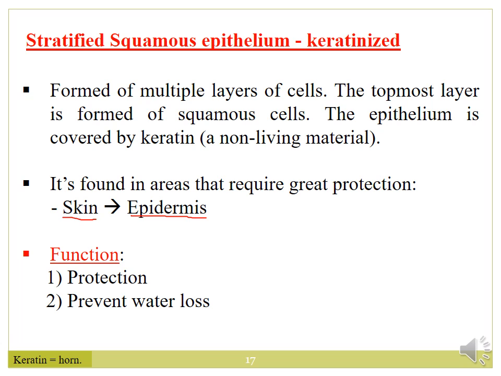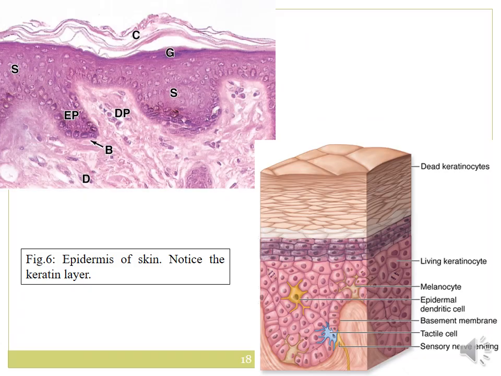The functions of this type of epithelium include protection, and a very important function for this epithelium is to prevent water loss. This is very important. So if we look at this epithelium, this is a section through the skin. This is the epithelium. This is the layer of keratin. This is the layer of keratin, which is formed of non-living material, but it is actually part of the epithelium.